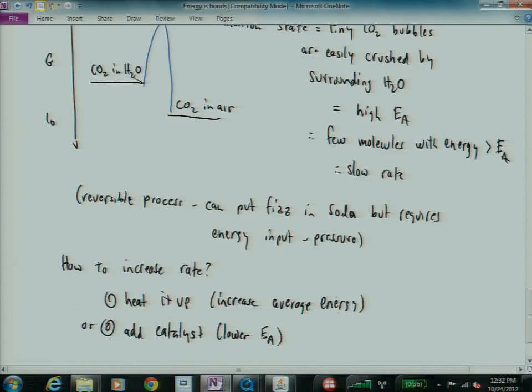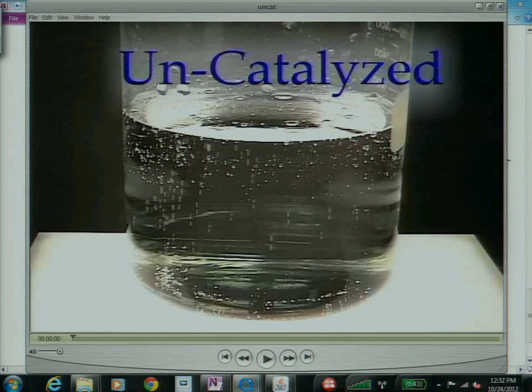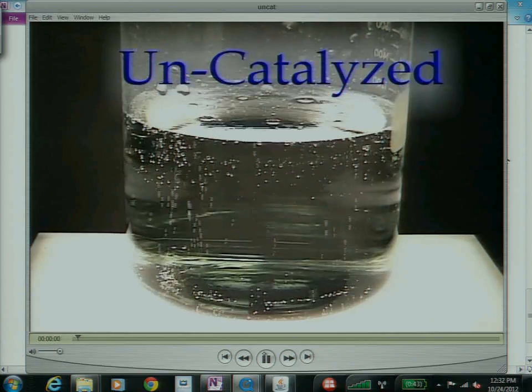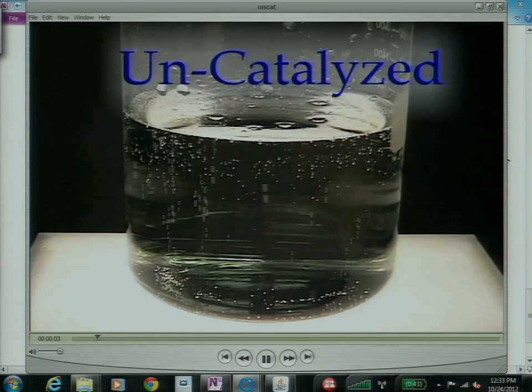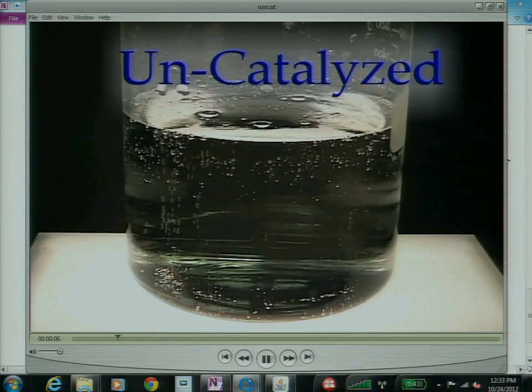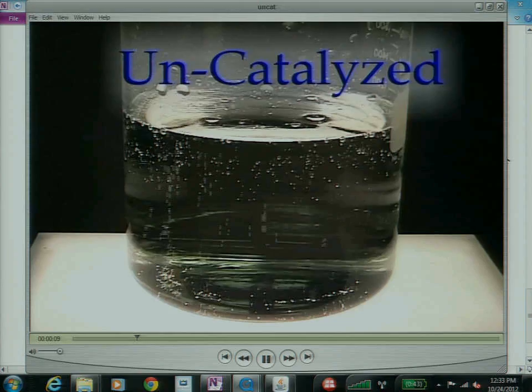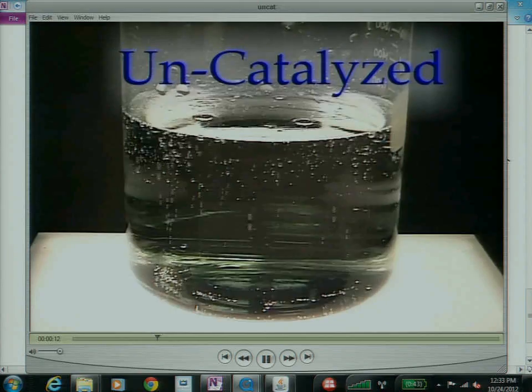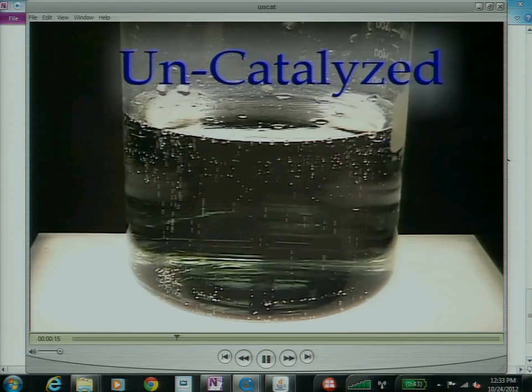So this is uncatalyzed, your standard soda. It's sitting in a beaker, and the bubbles are coming out, and it's relatively slow. One of the interesting things is most of the bubbles actually seem to be starting down at the bottom, which I can explain at the end. But it's bubbling relatively slowly. That's your standard soda at room temperature.